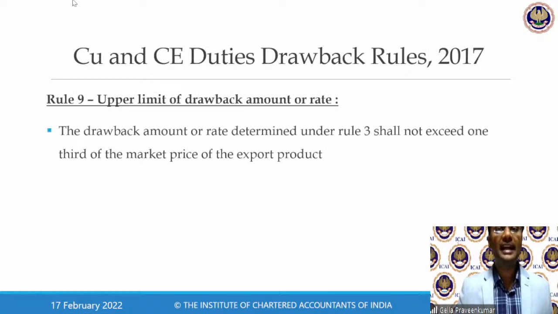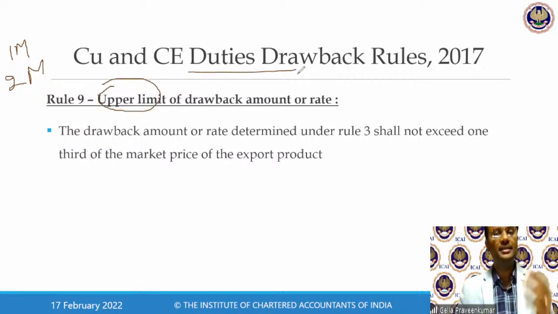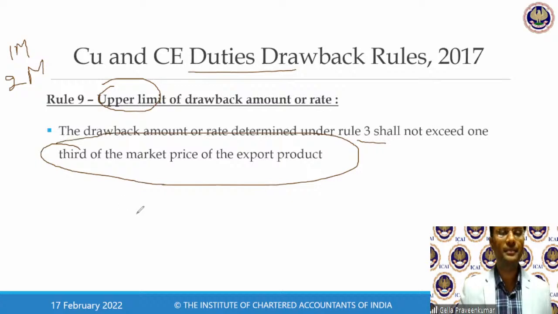Now, this is a higher ceiling limit. Examination, 1 mark for MCQ or 2 marks as a problem. What they say, maximum duty drawback. When you're giving a duty drawback, what is the maximum I can pay? The amount of duty determined under Rule 3 shall not exceed 1/3 of the market price of the product. Look, when you're paying your drawback, please ensure that this is a capping. What is that? Look at the market value.